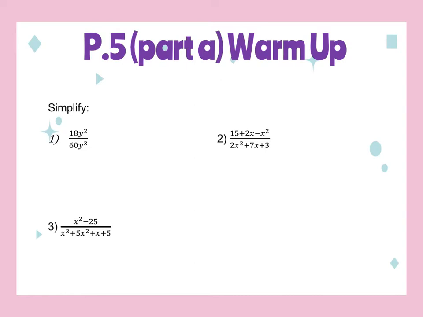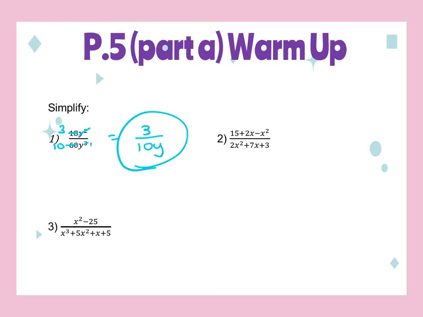So for number 1, we didn't have to factor first. We just have to look at the two terms that are there. So if I have 18y squared and 60y to the third, let's start with the number part. What goes into 18 and 60? 6. So this would be 3, and this would be 10. And then I have 2 y's in the top and 3 in the bottom, so I can cancel through 2 of those, leaving you with 10y in the denominator.